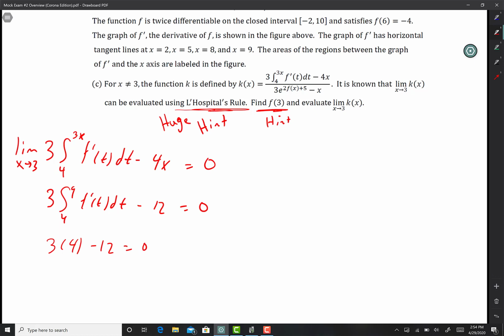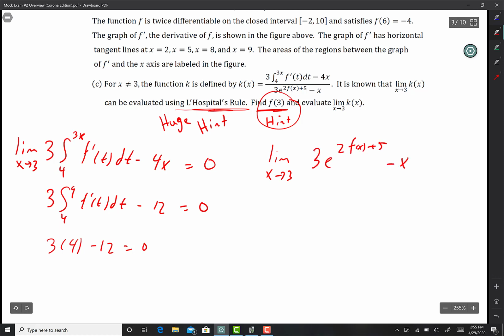Let's go to the one on the right-hand side. I probably should have stuck to my guns, because it said this is a hint. The limit as x approaches 3 of 3e to the 2f of x plus 5 minus x equals 0. This is a true statement because it tells me I can use L'Hopital's rule. So let's plug in a 3: 3e to the 2f of 3 plus 5 minus 3 equals 0. I'm going to move this 3 to the right.